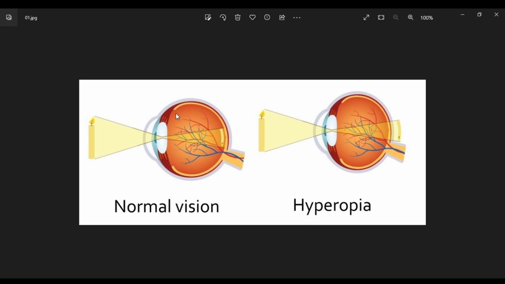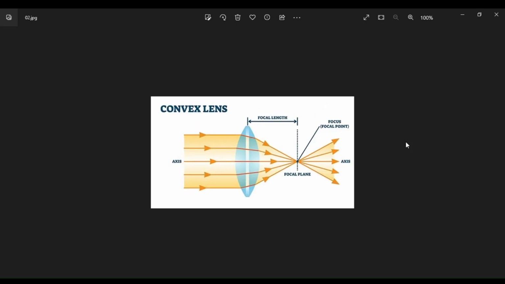Here is another schematic of that. If there's a candle and you look at it, it focuses on the retina. That's normal. If there's a candle and it focuses behind the retina, that's what's happening with hyperopia. So quickly here, a convex lens is a plus powered lens that has a positive focal length. So if we take light coming from really far away, parallel rays coming in, pass it through a convex lens, it's going to bend that light to a focal point, or a focal plane. And the distance between that lens and the focal point is the focal length.